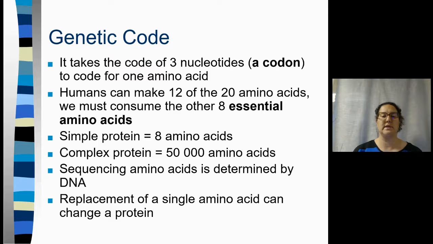So a simple protein has roughly 8 amino acids, and we can have complex proteins up to 50,000 or so amino acids. And the sequencing of these amino acids is determined by the letters in our DNA. And even if we replace a single letter in our DNA, which replaces a single amino acid, it can change the structure of that protein.